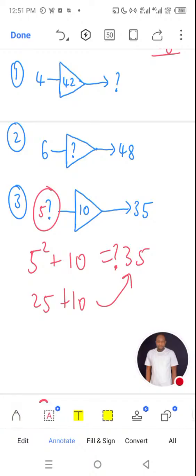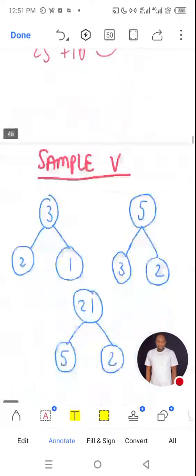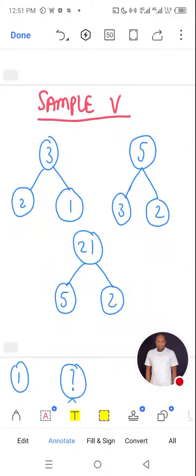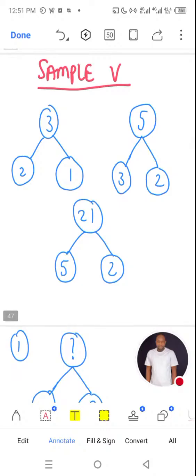So let's move on to another question, another sample. All right, everybody, let's look at this sample. This is quite an interesting one. Let me give you some minutes to think about it, and I'll be back shortly.